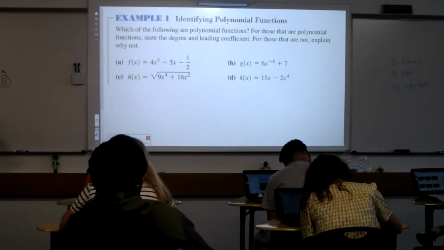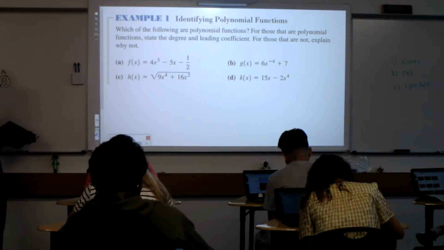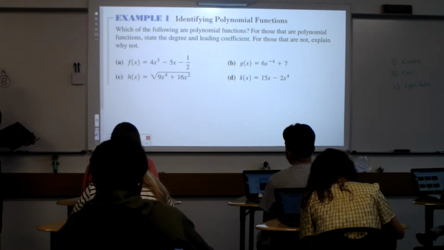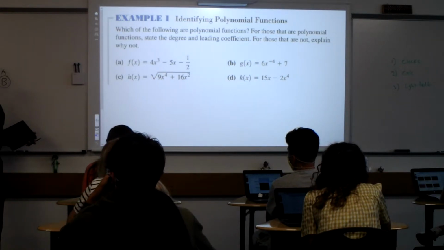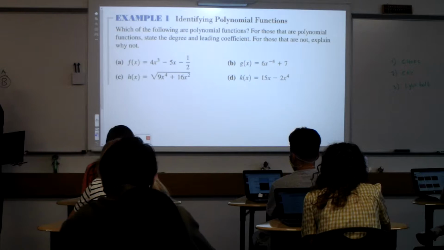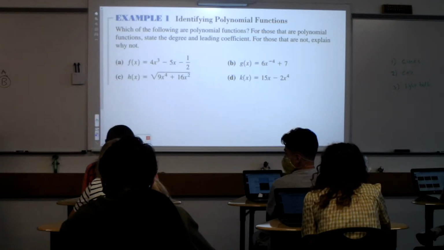Okay, let's actually just start with A. What I want you guys to do is give me thumbs up or thumbs down. Polynomial or not a polynomial? Thumbs up, polynomial, thumbs down. What do you think? Okay, I got a lot of people not voting. Does that mean we don't understand? Let's just go through it, okay?